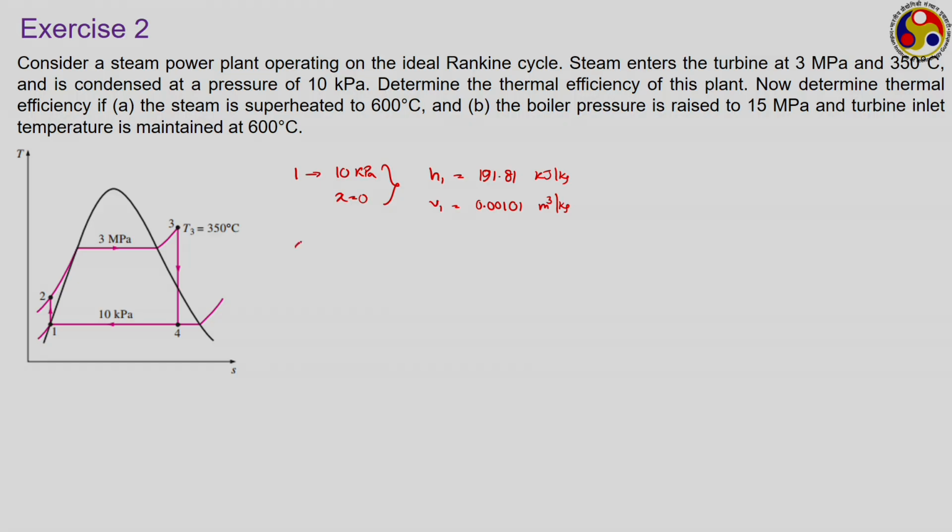Now, point number 2 corresponds to a pressure of 3 megapascal and no other information is given, but assuming the compression process to be isentropic, we know that s2 equals s1.